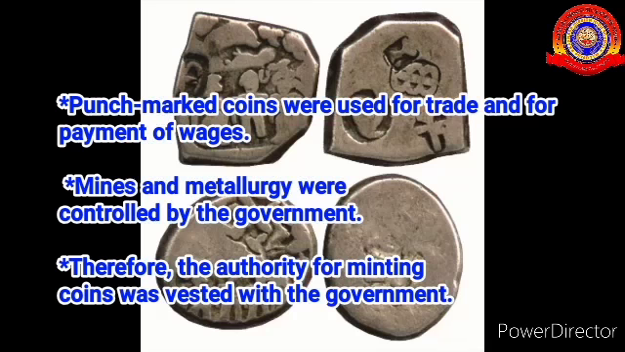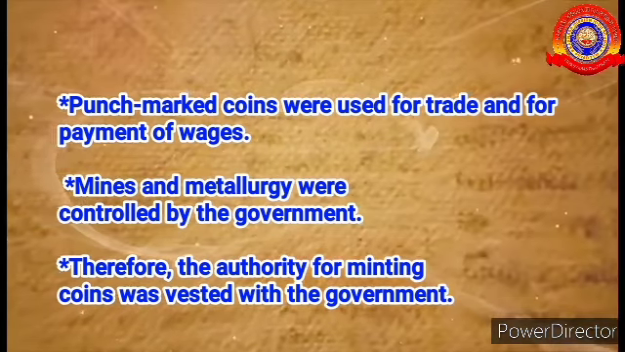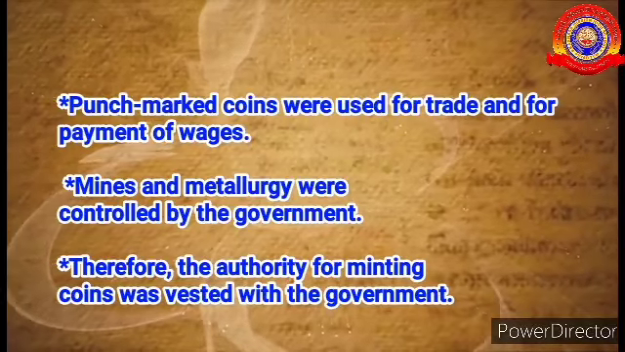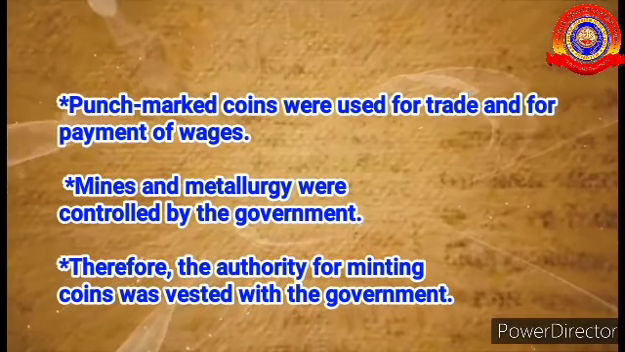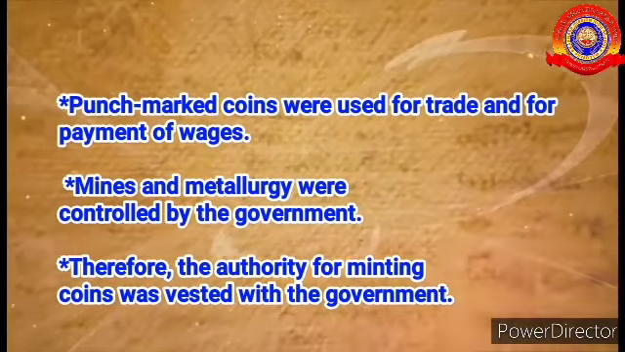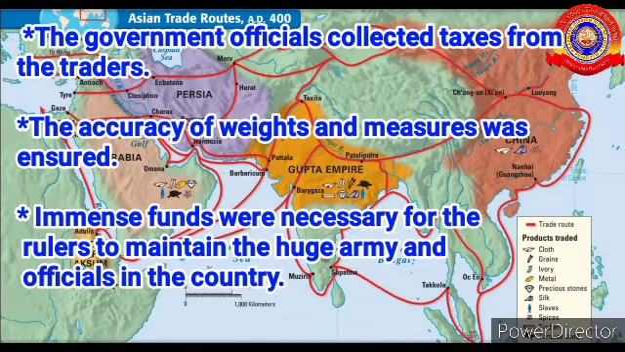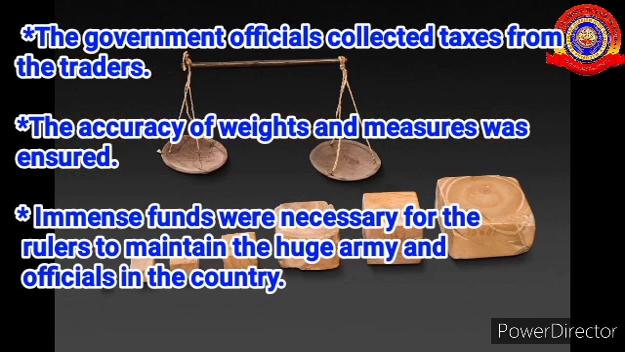Punch-marked coins were used for trade and for payment of wages. Mines and metallurgy were controlled by the government. Therefore, the authority of minting coins was vested with the government. The government officials collected taxes from the traders. The accuracy of weights and measures was ensured.